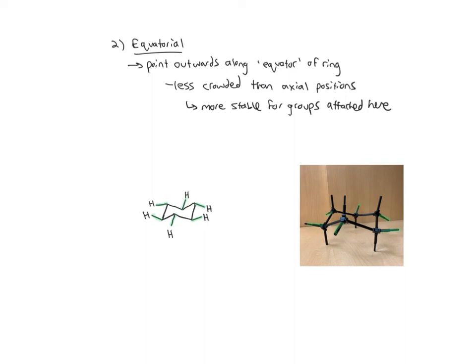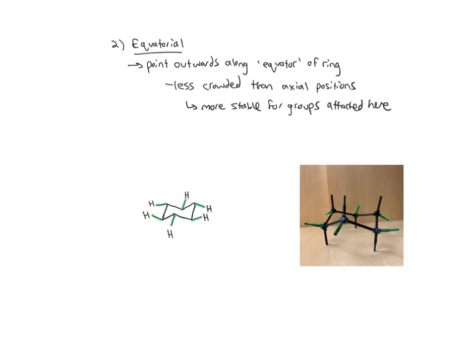So we see that these ones are not pointed straight up and down. They're actually kind of going out towards the equator of the ring. So they're pointing out in their own directions. And that actually is going to be good because it's less crowded than axial positions. So if we have groups attached at these positions, they tend to have more room and it tends to be a more stable position on the ring.